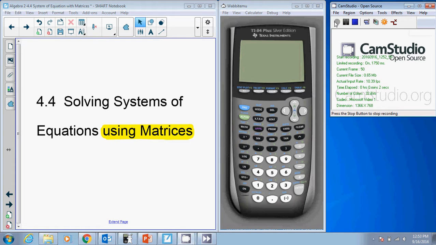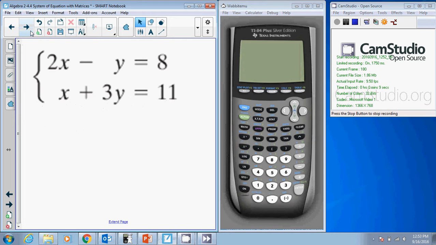This video is part 3 of solving systems of equations using matrices. This is another problem of how to solve a system using matrices. So here's the new system we're trying to solve. We have 2x minus y equals 8 and x plus 3y equals 11.